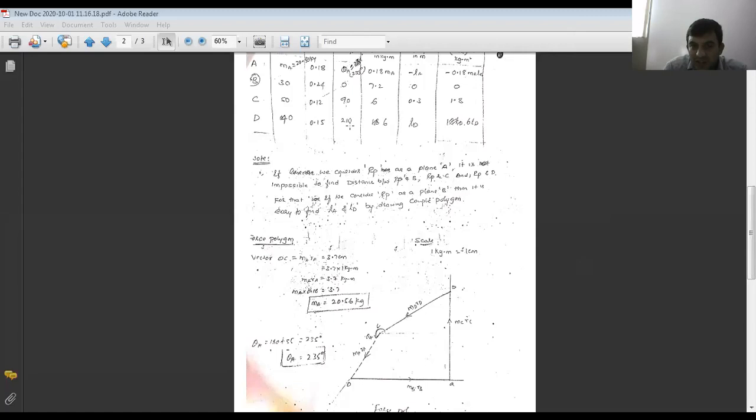See, the orientation theta A was unknown earlier. That's why we couldn't draw the couple polygon first. Now theta A is already determined from the force polygon. Next, theta C and theta D we already know. Now we go for drawing the couple polygon.